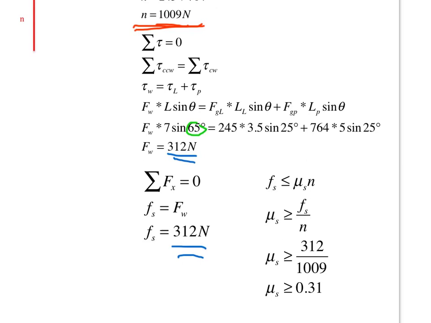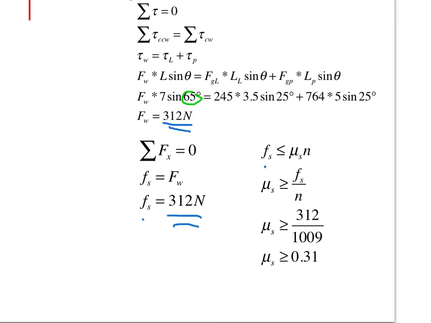Now, since we know the static friction is 312 newtons, that equals mu times the normal force. Solve for mu, and so mu is greater than or equal to static friction over the normal force. Put in the numbers here. Remember the normal force we calculated in the y-axis. Here's our static friction, and we get an answer of 0.31. So the coefficient of static friction is at least 0.31. It could be greater, but it's at least 0.31, and that's our answer.